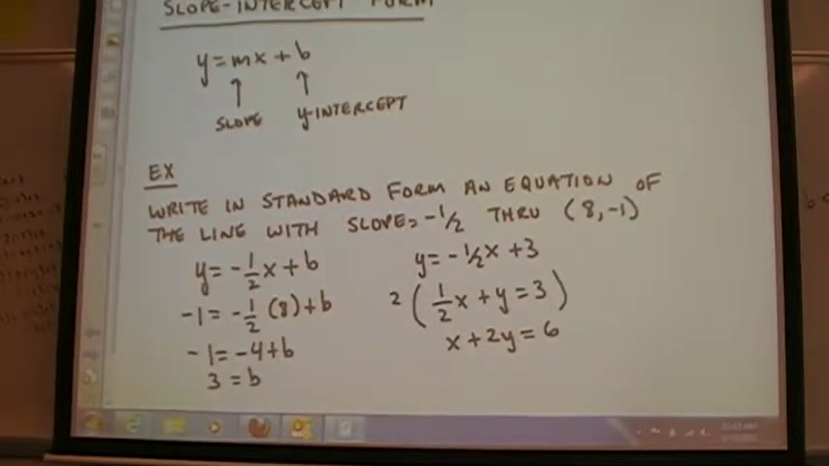Is everybody okay going from standard to slope-intercept?